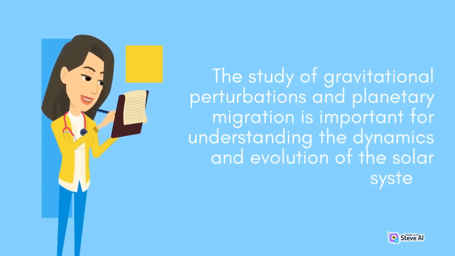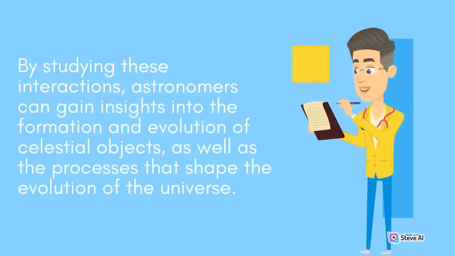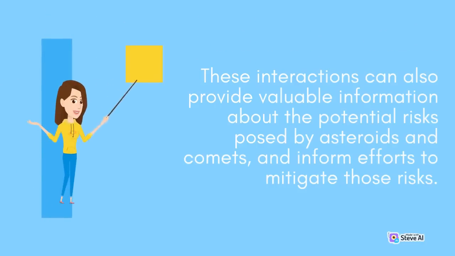The study of gravitational perturbations and planetary migration is important for understanding the dynamics and evolution of the solar system. By studying these interactions, astronomers can gain insights into the formation and evolution of celestial objects, as well as the processes that shape the evolution of the universe. These interactions can also provide valuable information about the potential risks posed by asteroids and comets, and inform efforts to mitigate those risks.